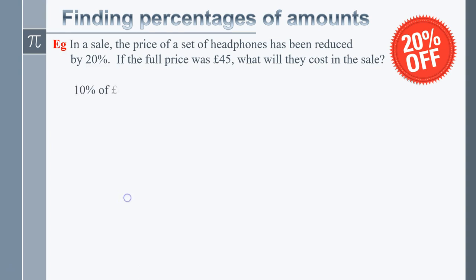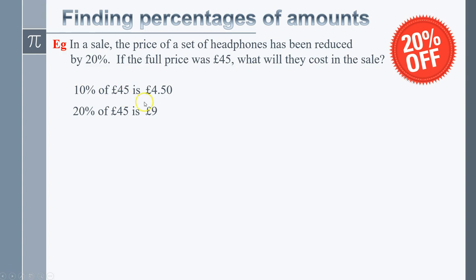So let's go with a 10% method. So 10% of 45. Hopefully we're okay. We can't just kind of chop a zero off because the zero's not on the end. But hopefully we're comfortable with 45, divide that by 10. That's going to be £4.50. If 10% is £4.50, that means 20% is going to be 2 lots of that, which is £9.